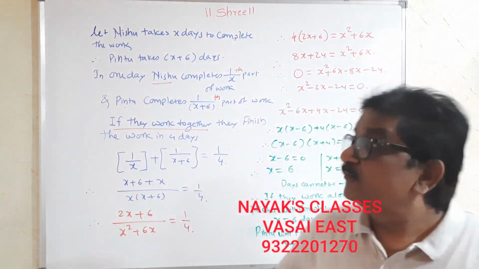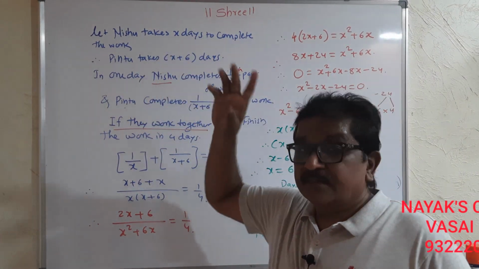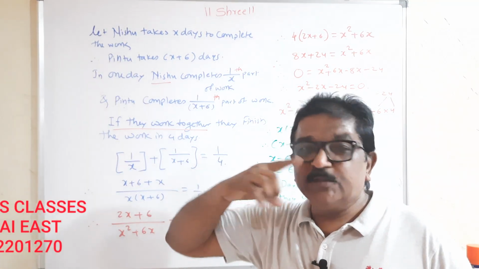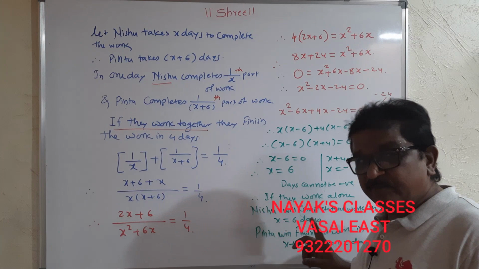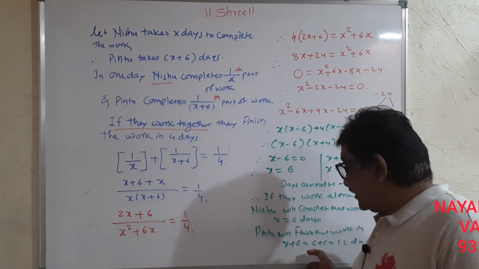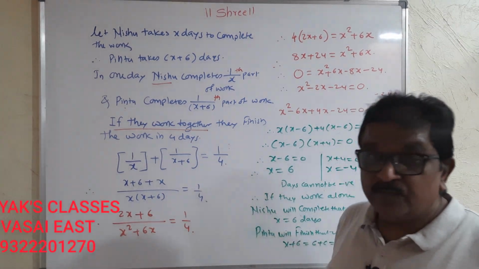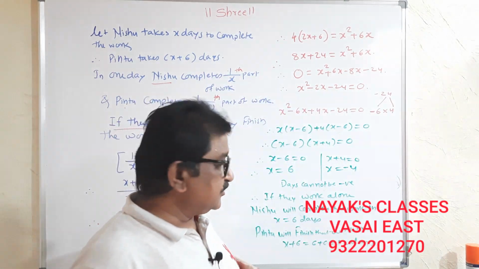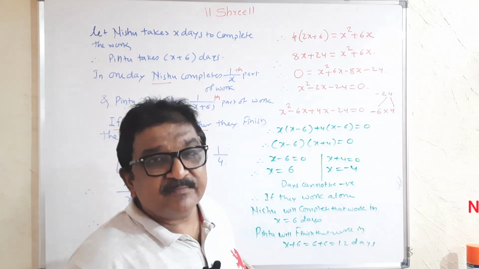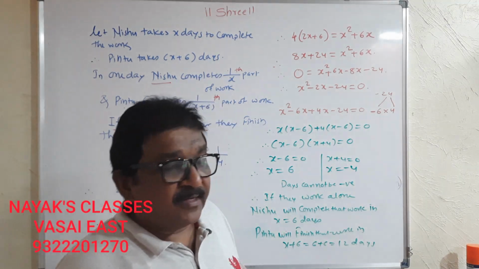So, as a first impression, if they work alone, Nishu is faster, so he will complete the same work in 6 days, and Pintu will finish in x plus 6, that is, 12 days will be taken by Pintu.